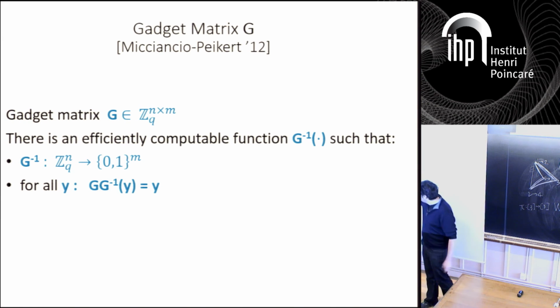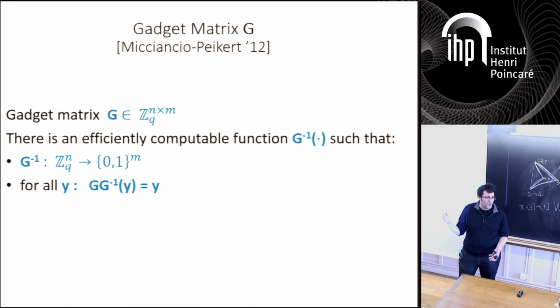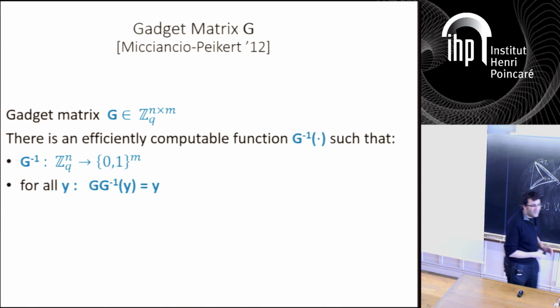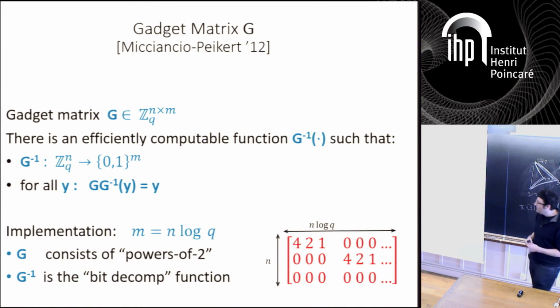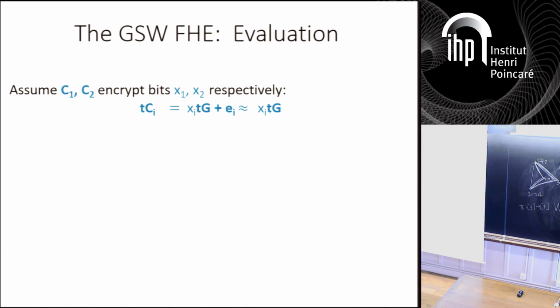So actually, there are many solutions to this equation, Gx equals y. There are many solutions x. And G inverse of y just happens to find one of the solutions, which is short. The entries are just 0, 1. Okay? That's the only thing you need to know. And there's an implementation using bit decomposition. Never mind, let me skip that. There are actually different ways to do this, but this is all you need to know.